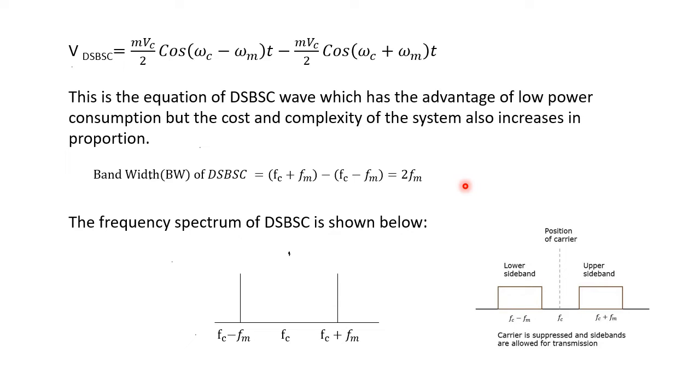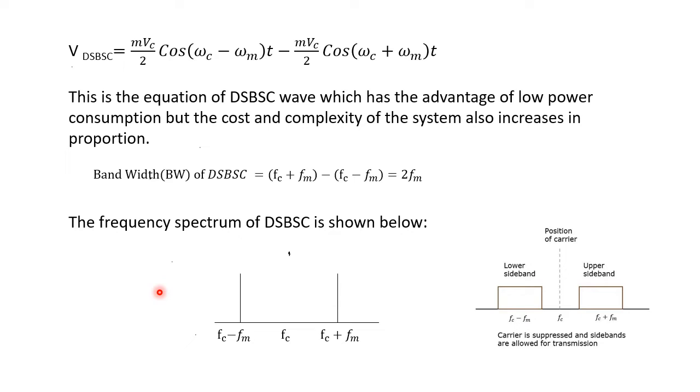This is the same as the bandwidth for DSBFC. It means that though the power needed for the propagation of DSBSC is reduced, the bandwidth needed remains the same, because in the case of the full carrier amplitude modulated wave, the bandwidth was 2 fm. So the bandwidth remains the same, only the power needed is reduced.